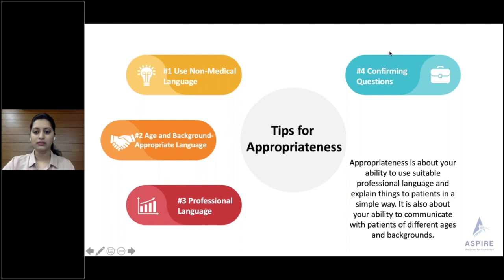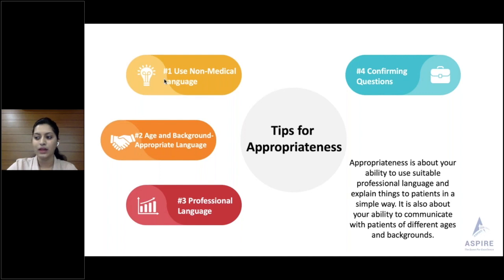All right, appropriateness. Appropriateness is about your ability to use suitable professional language and explain things to patients in a simple way. It is also about your ability to communicate with patients of different ages and backgrounds. A simple example would be not using medical jargon and trying to use normal spoken English phrases instead of getting your medical terminology across. So, number 1, use non-medical language.